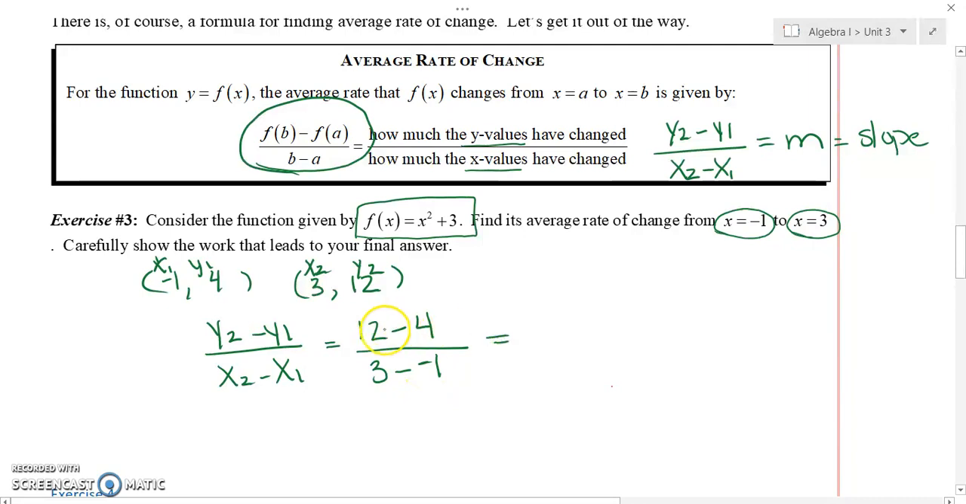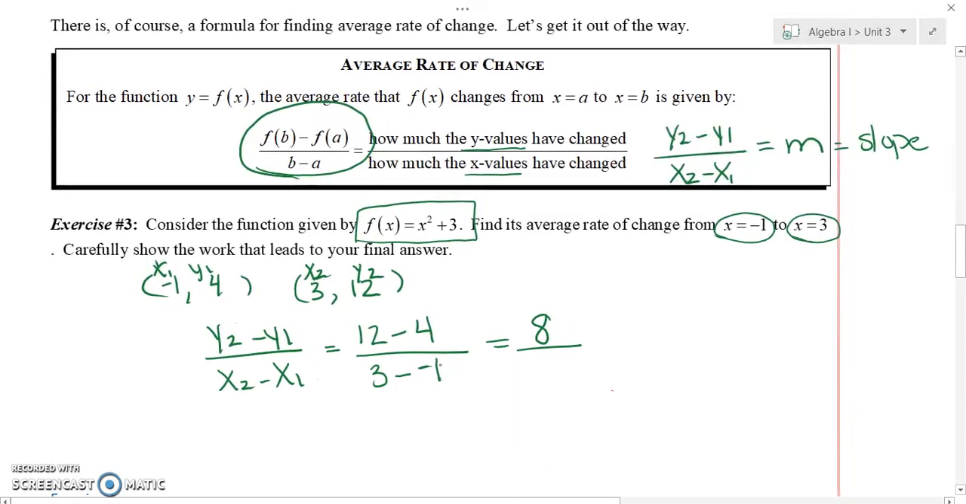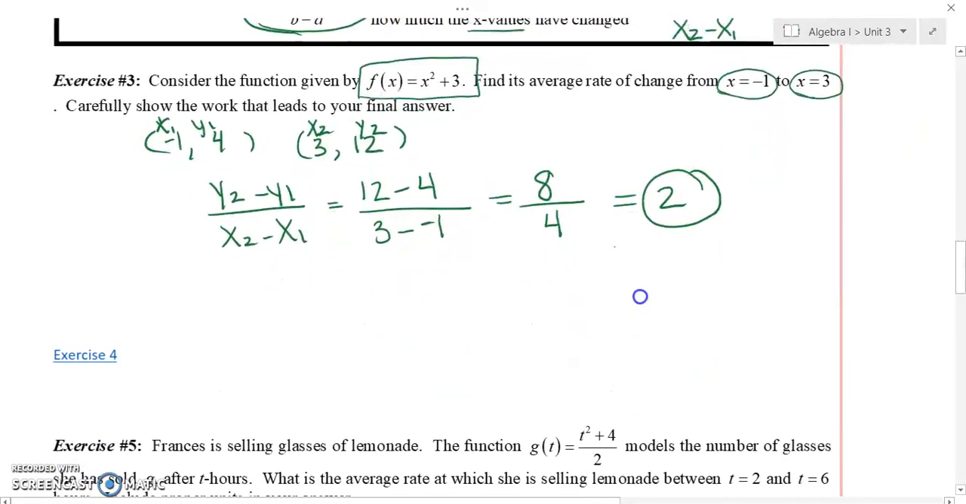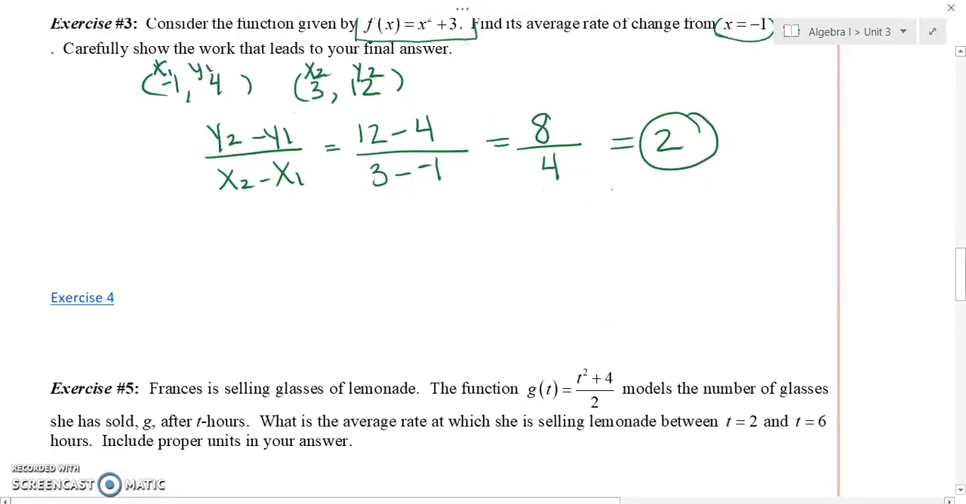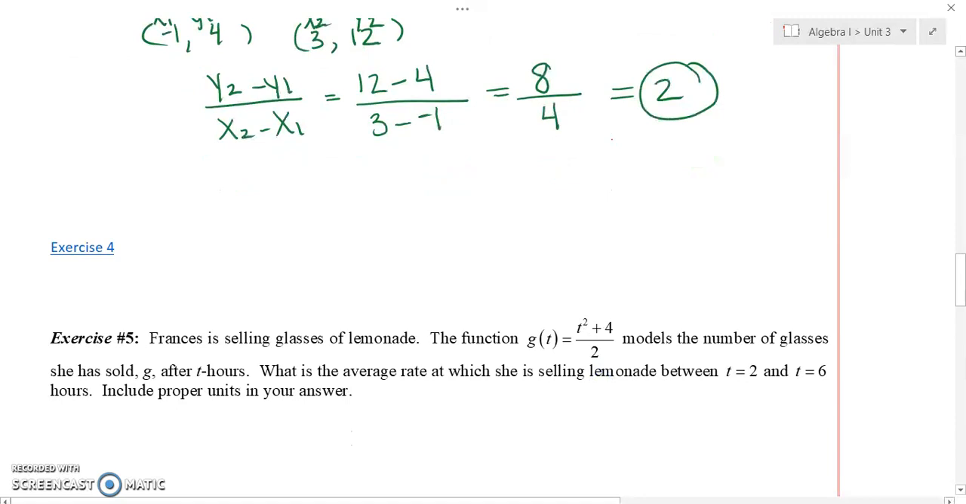So we simplify this. 12 minus 4, 8. 3 minus a -1, technically you add them, is 4. What's 8 divided by 4? 2. There is your slope. You have now found your slope. You've done this a lot of times in 8th grade. There's your answer. So now what I want you to do is go ahead and pause this video, click on exercise 4, and then come back to the video when you have completed exercise 4. I will be looking at these answers outside of class.